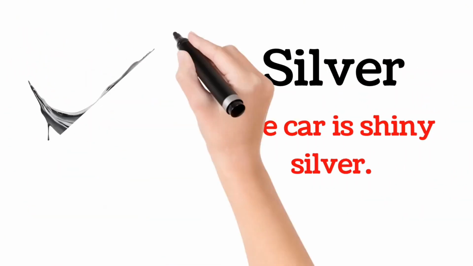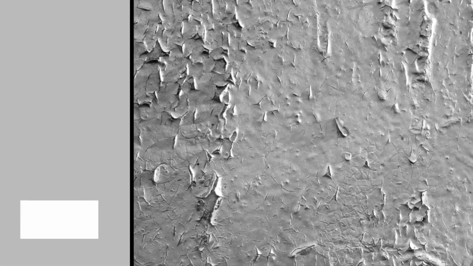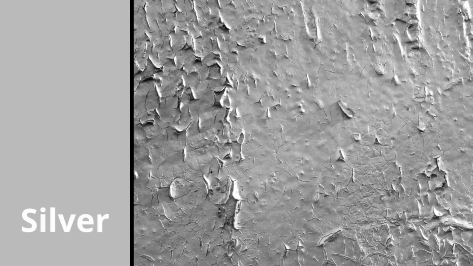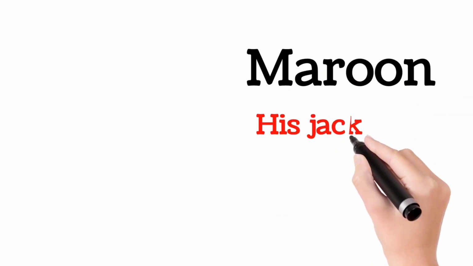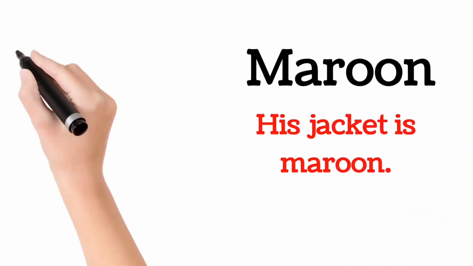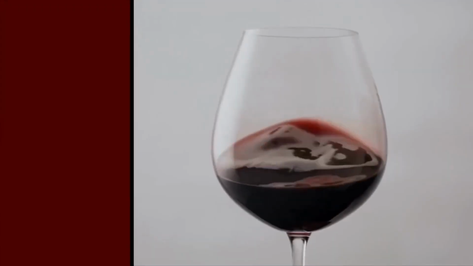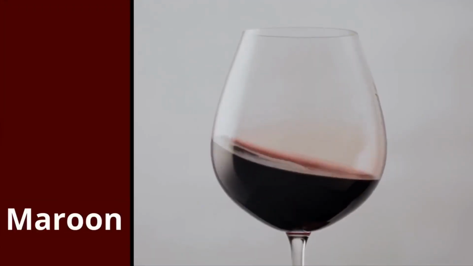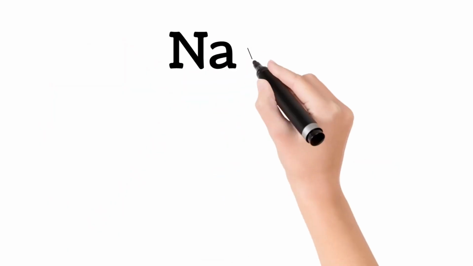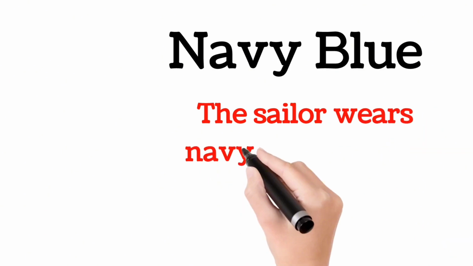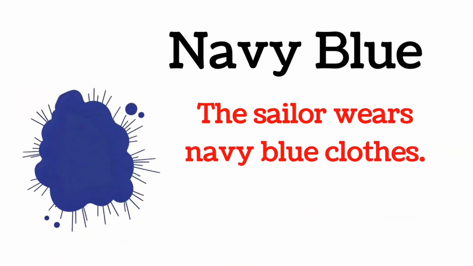Silver. The car is shiny silver. Maroon. His jacket is maroon. Navy blue. The sailor wears navy blue clothes.